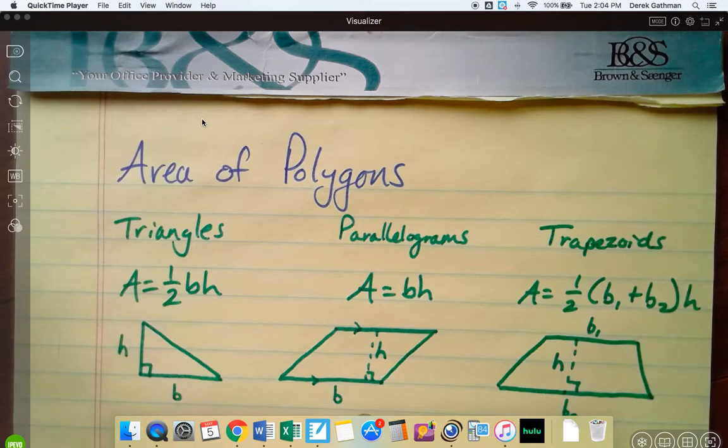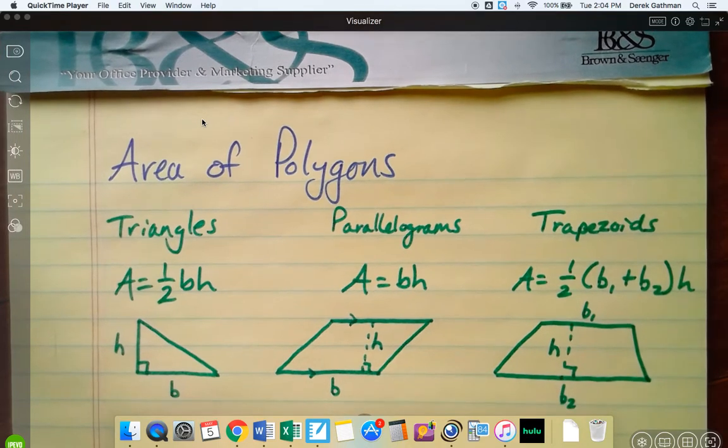Alright guys, next concept here is area of polygons. I've combined the next two concepts together just because they're pretty connected and pretty straightforward. So we're going to go ahead and start with just some basic formulas. I've got the three that we're going to look at here along with one other that we'll see. Most of these we've seen before. The one that we haven't seen is a kite.